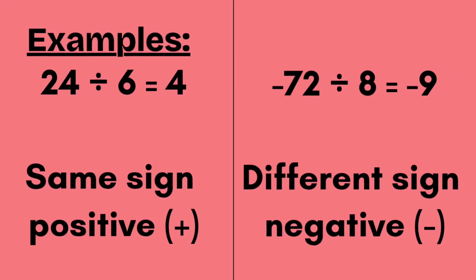Okay, here are two examples. 24 divided by 6 is 4. Both are the same sign, so the answer is positive. Then we have negative 72 divided by 8 is negative 9. They have different signs, so the answer is negative.